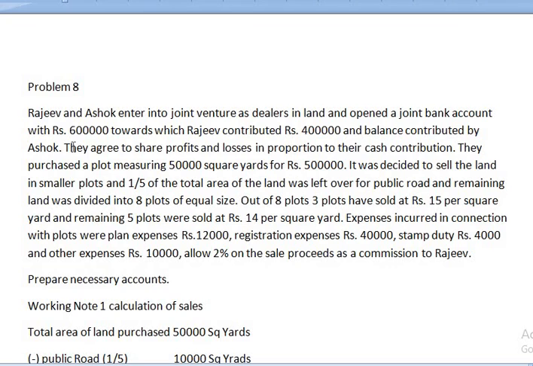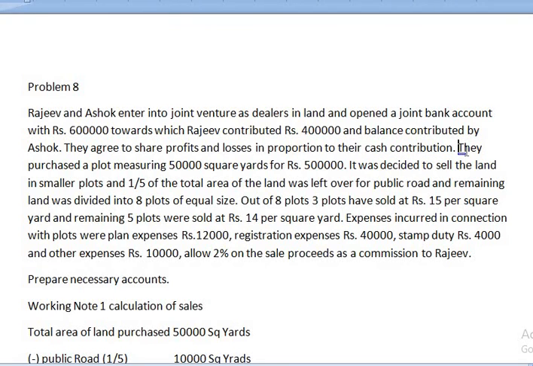Sharing profit and losses according to the cash contribution. Here the ratio of profit and loss is not given, but they said that the profit and losses should be distributed between Rajiv and Ashok according to the cash contribution. The cash contribution for Rajiv is 4 lakh and for Ashok is 2 lakh. So 4:2 will be the profit and loss sharing ratio.